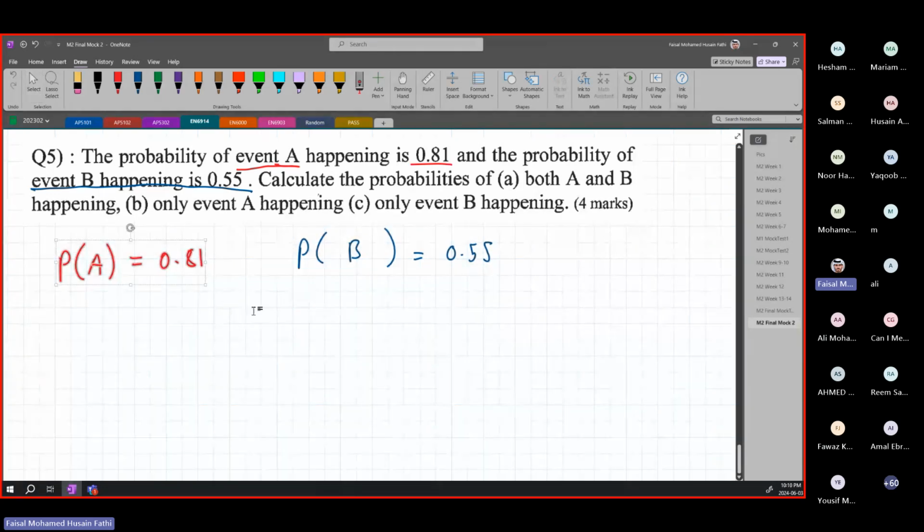Why? Because when you add the probability of A with B, you get a value larger than 1. So these have nothing to do with each other directly. All right, they're just probabilities of a specific event.